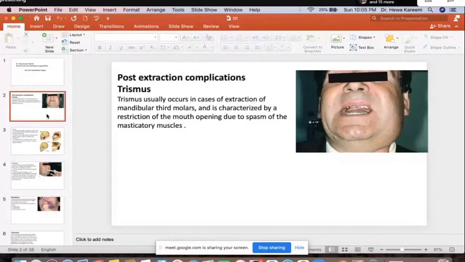For these complications, you have two types. Complications that occur during the surgical procedure, and complications that occur after the patient goes home, or after 3 days. In the exam, I may ask you what are the complications that occur during the surgical procedure, or what are the complications that occur after the surgical procedure? After the surgical procedure they include trismus, just enumerate.